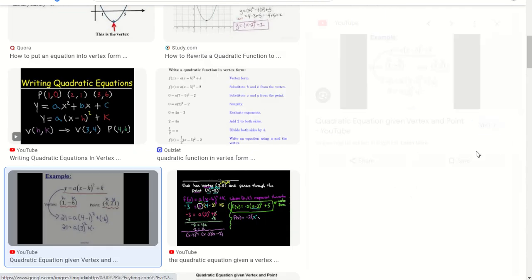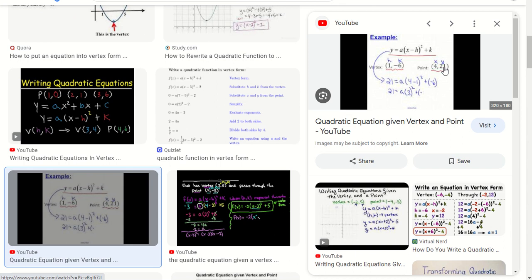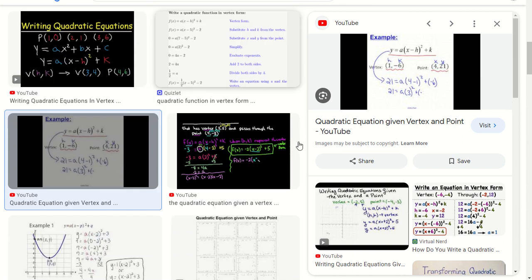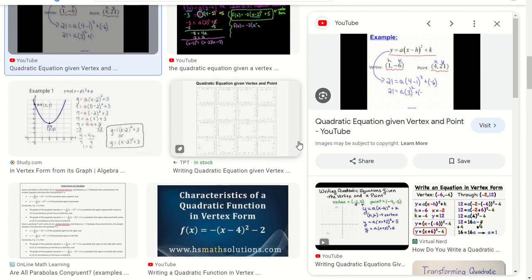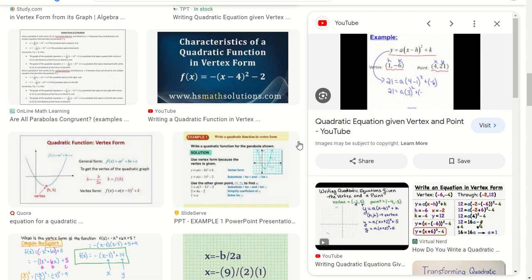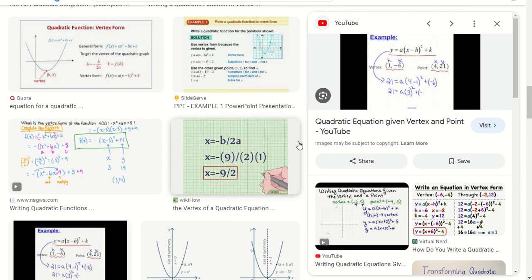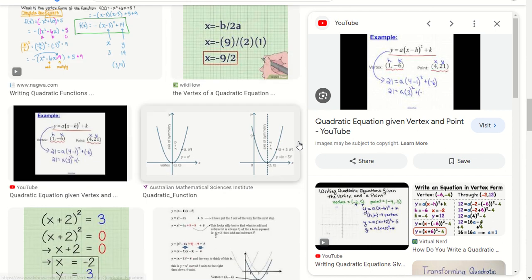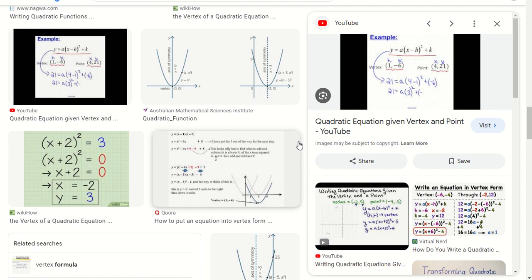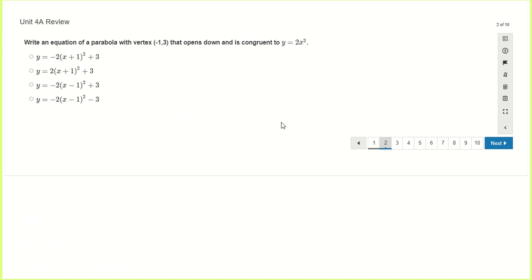So here's an example of using vertex and point. I don't see the congruency example on Google, but technically, just reminding you, congruency is just to tell you what a value you're using. So if the a value right here is 2, just keep in mind that it should also be congruent to the new one you're selecting. So just a huge hint to keep that in mind while you're looking at these answer choices.